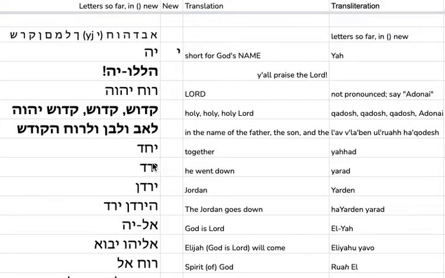Yarad, okay, he went down. Yarad. Yarden. Yarden comes from this, goes down, and the Jordan goes down to the lowest place on earth. I'm going to mention for this word yachad a song that we sing when we do our trips to Israel. It's by Shlomo Carlebach. It goes like this.